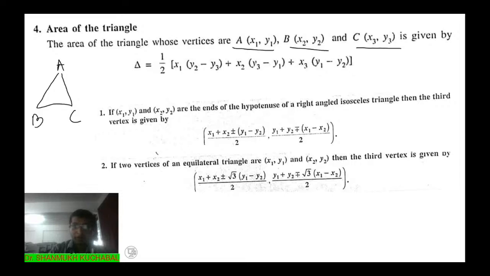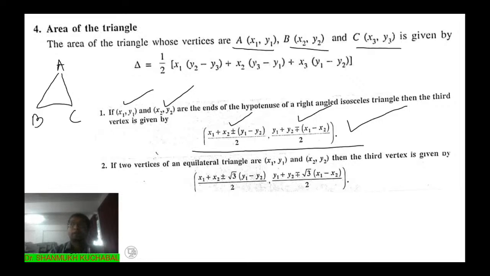Further, these are important and many times we are going to use them. If (x1, y1) and (x2, y2) are the ends of the hypotenuse of a right-angled isosceles triangle, then the third vertex is given by this particular expression. Here it is plus or minus, and here it is minus or plus. We have to solve it and we will get the third coordinate. The first two coordinates are (x1, y1) and (x2, y2), and the third coordinate is given by this expression.